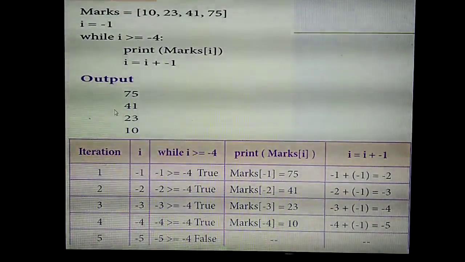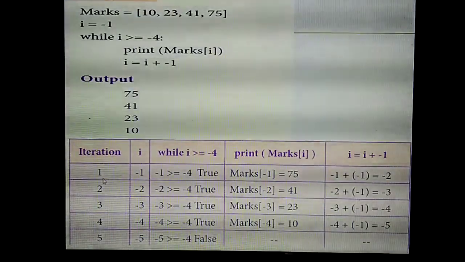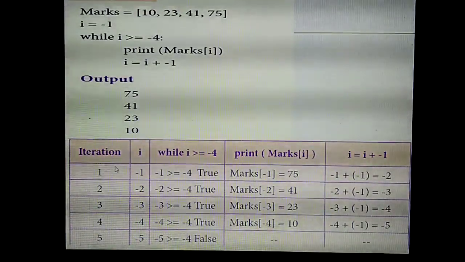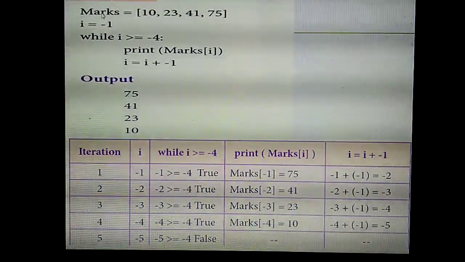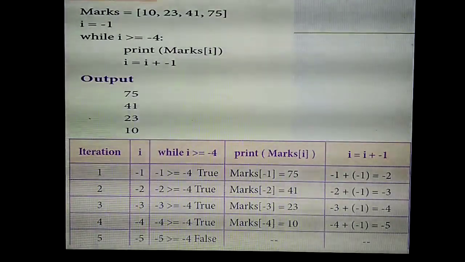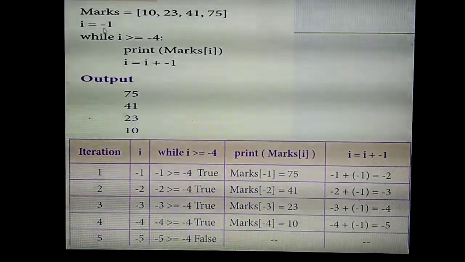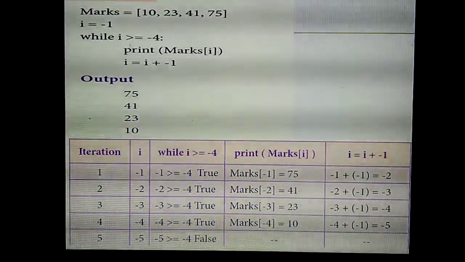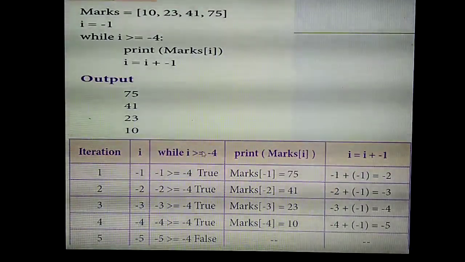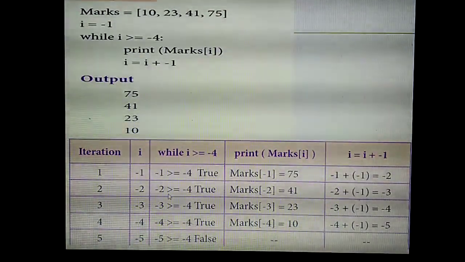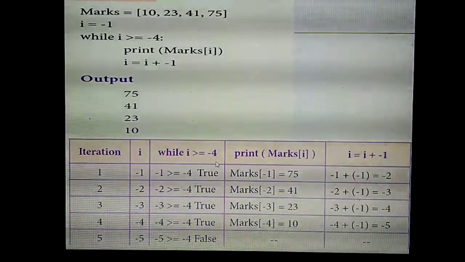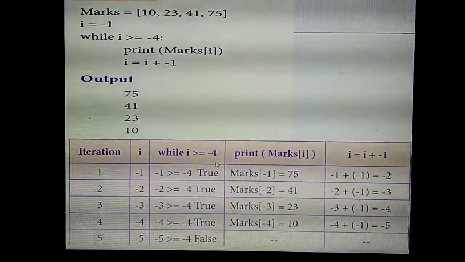Listen. First, how many iterations will there be? First iteration. What's the value of I? -1. The same program they have written. Iteration 1: I is -1. Then loop while I is less than or equal to -4. Then the next step: print marks of I, and I equals I plus -1. The same program is written in the tabular column. Like this, each and every program will work inside the system.